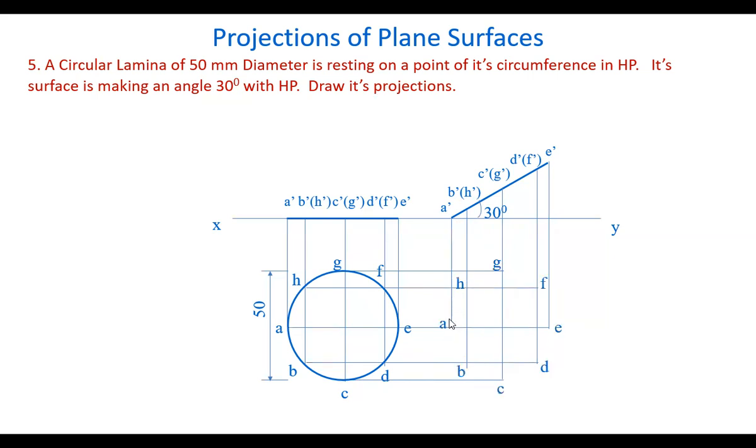After getting all the intersection points, name them like this: A, B, C, D, E, F, G, H. Now this is a curved surface. So join all these points by a smooth freehand curve like this. You have to draw the curve only, a smooth freehand curve. There is no instrument to draw these curves. So the final projection is over. This is the final front view. This is the final top view.